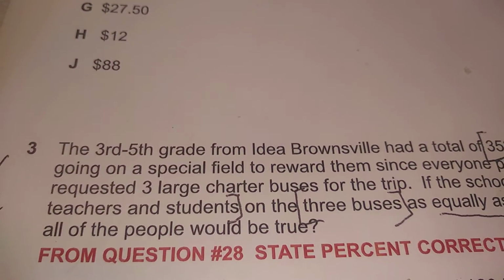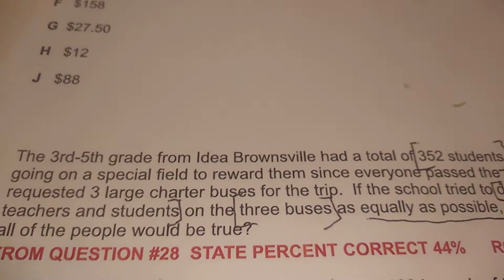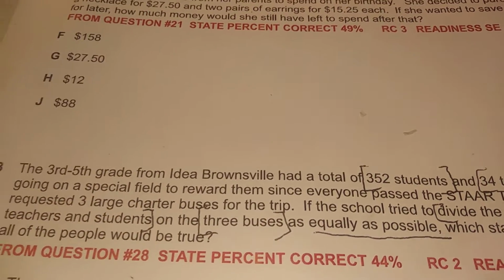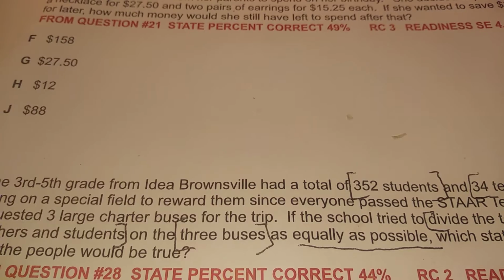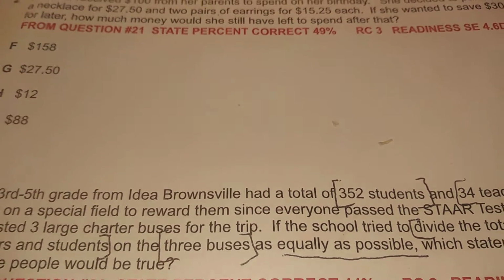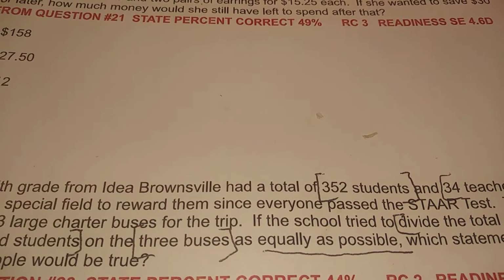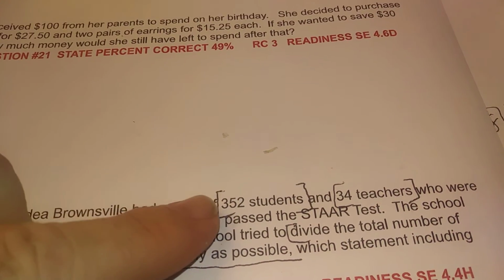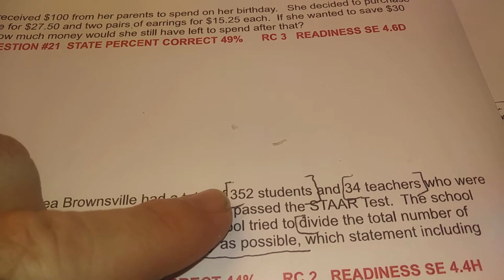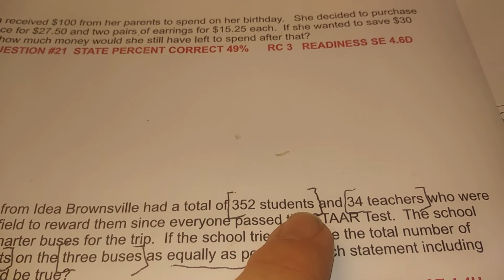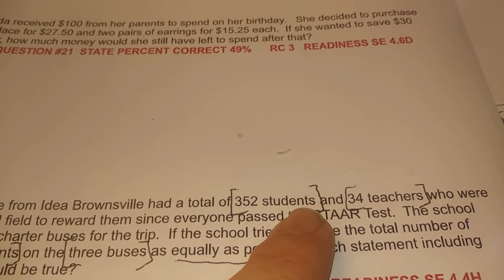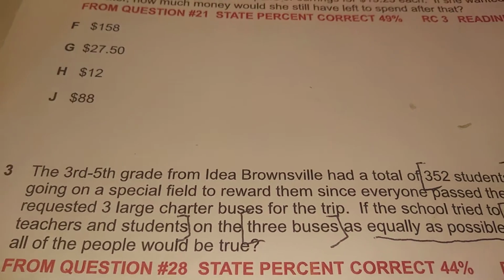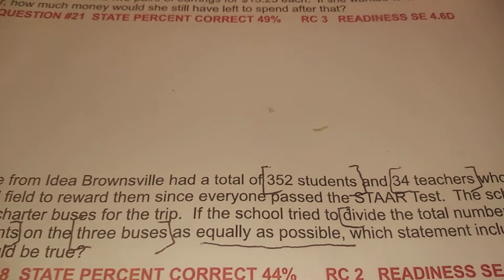It says the 3rd through 5th grade from Idea Brownsville, and because I was working with these guys this past Saturday, I went ahead and used their name in my problem. They had a total of 352 students and 34 teachers. Once again, we had an opening bracket in front of the number and the closing bracket after the keyword that goes with it. Who were going on a special field trip to reward them since everyone passed the STAAR test.